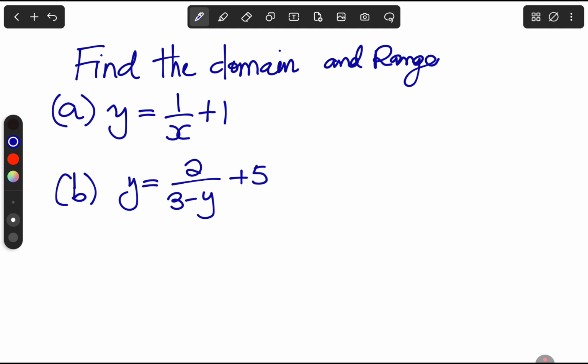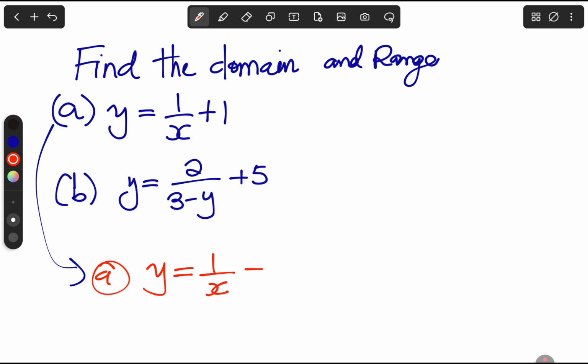We know that the domain is just the values of x for which the function is defined. And the range is the outcome, the output that you get after you put those values of the domain into the function. Now, when you look at the first one, we have y is equal to 1 over x plus 1.